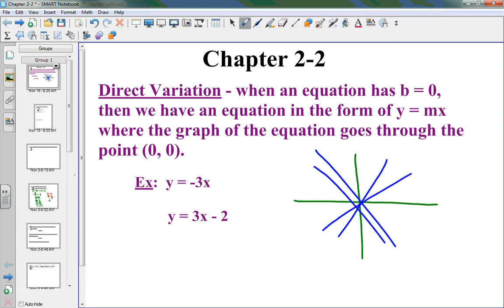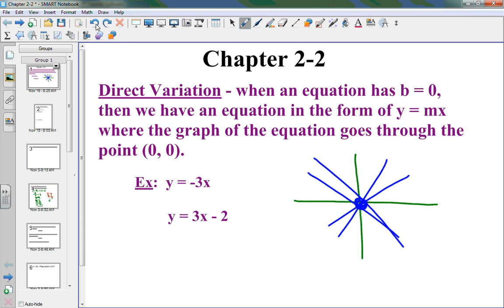Except for that one. The big origin. Okay? That's what all of the lines are going to look like. They all go through the origin every time.